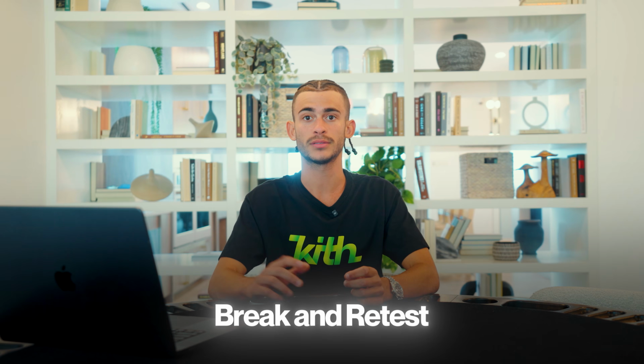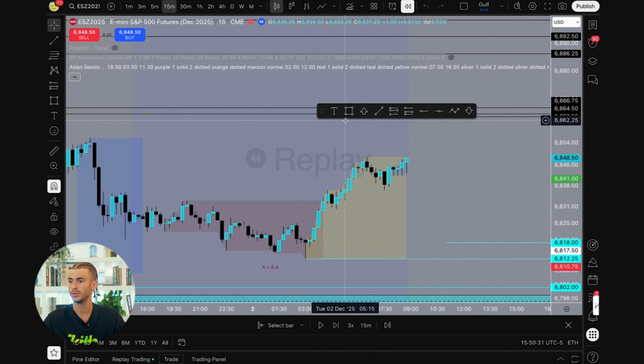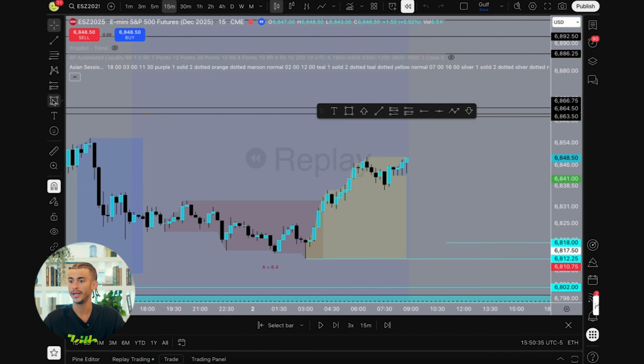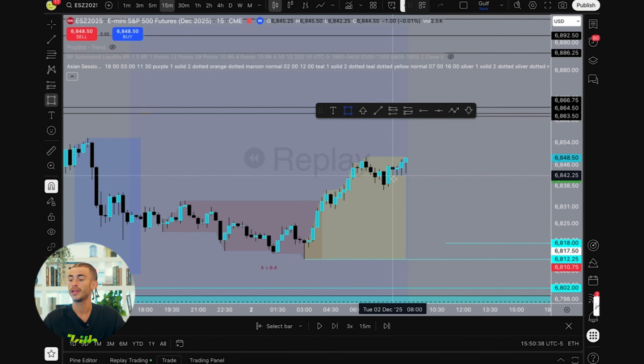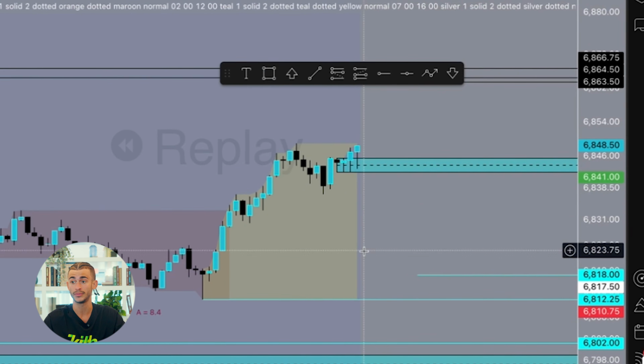We do this with a very powerful setup that I call the break and retest. Let's hop on the chart so I can show you exactly how this setup works in real time. The first thing that we are going to do is take this rectangle tool on TradingView right here, or for you it might be right here, and then we are going to go ahead and highlight the first 15-minute candle from 8 to 8:15 a.m. Eastern Standard Time, just like this.